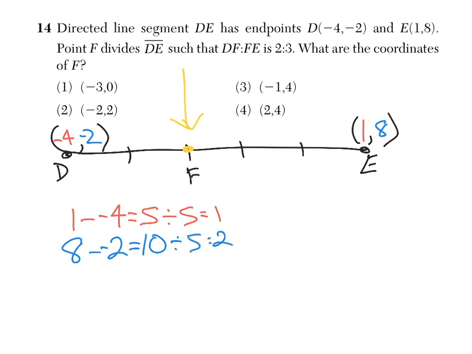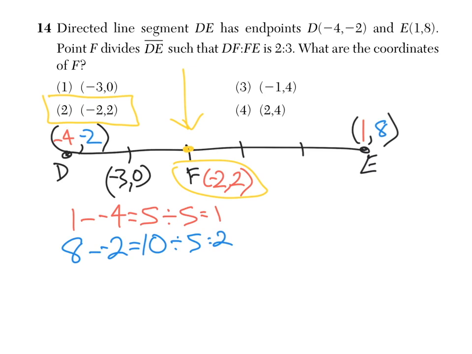Okay. So what does that mean? That means that this next coordinate right here, if it's increasing by 1 in x and 2 in y, is going to be (-3, 0). And then what is the next one? So F is going to be (-2, 2), and so on and so forth. So is (-2, 2) an option? It sure is. It's option number 2. And that, ladies and gentlemen, is the correct answer.